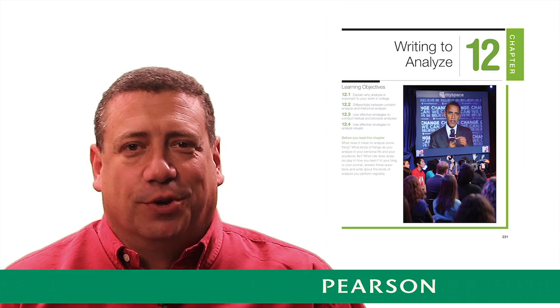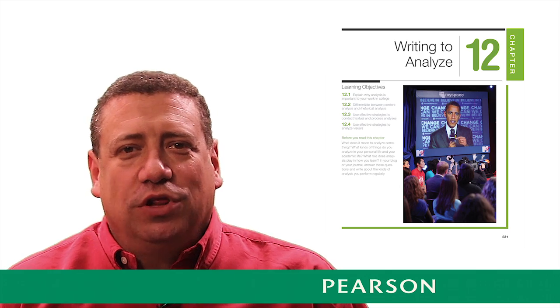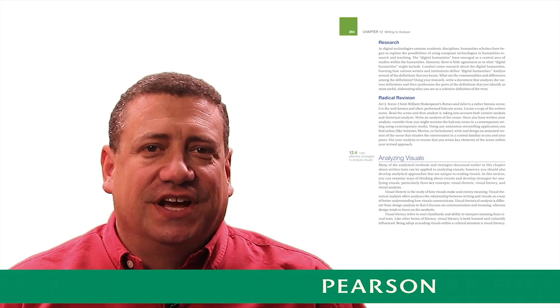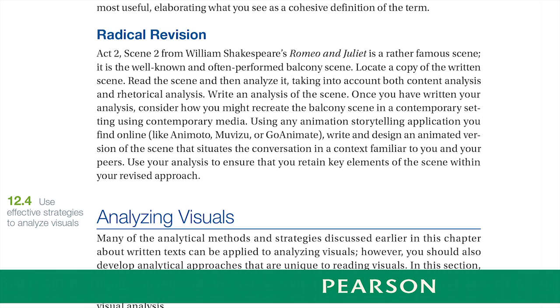Hi, I'm Sid Dobrin. In this video, we'll look at the Radical Revision project that asks students to use a digital storytelling generator to remake the famous balcony scene from Romeo and Juliet. Ultimately, this project assignment works toward three objectives with students.